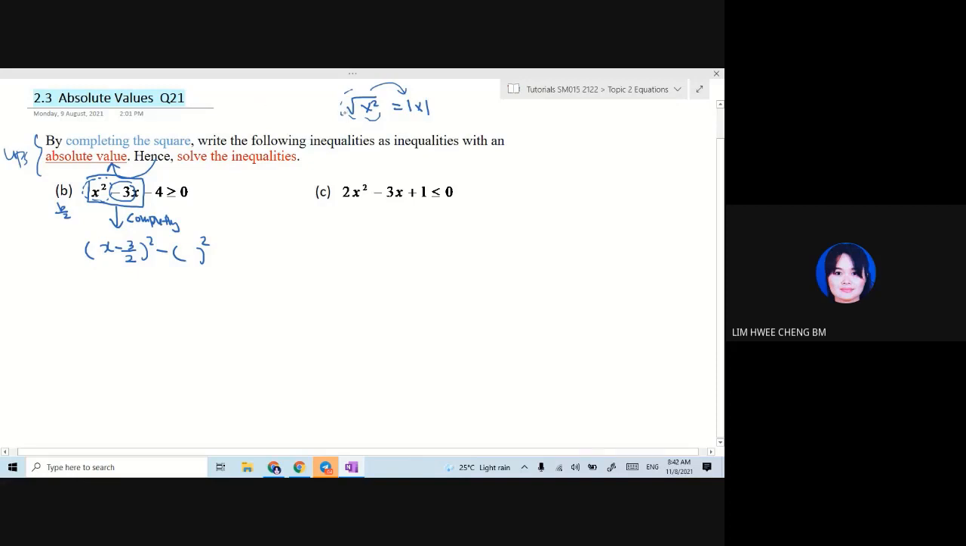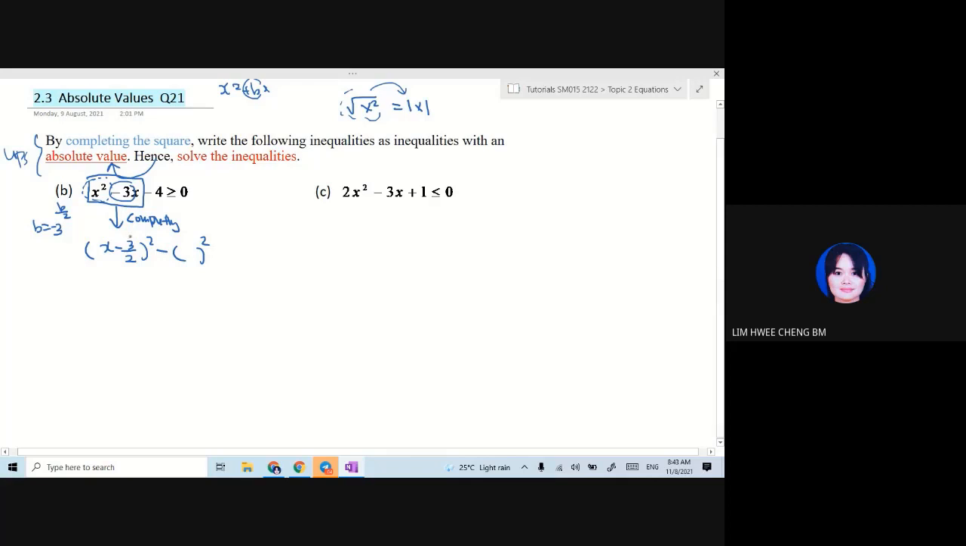Boleh ke? Boleh? You divide by the b. The b is minus 3. Dia macam ni lah, x square plus bx. So dia macam ni adalah coefficient of x. So now coefficient of x is minus 3. You divide by 2, so it's negative 3 over 2. Betul tak? Betul. So x minus 3 over 2 square, you minus with the b square.